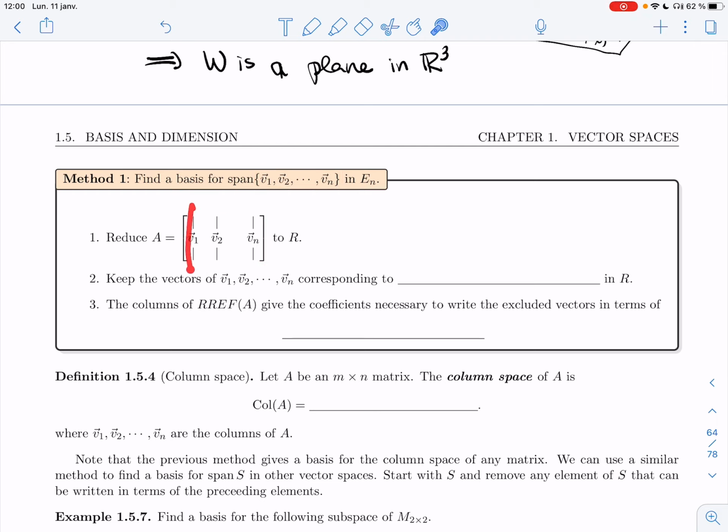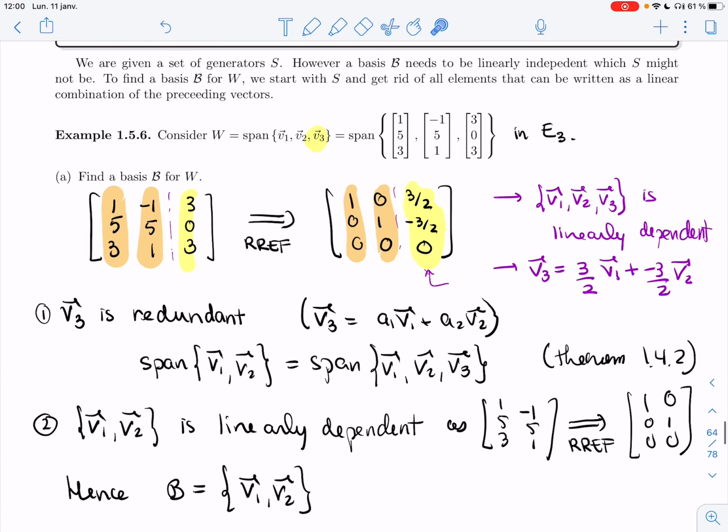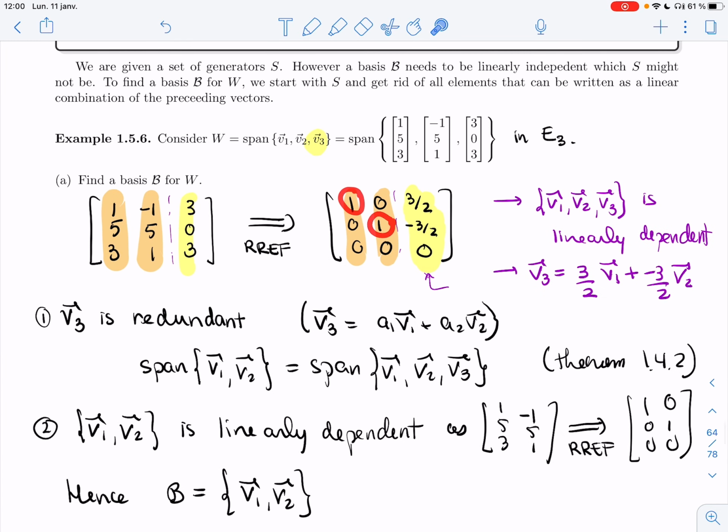You're going to keep the vectors corresponding to leading entries in R. All right, so in our case here, we had two leading entries. We had these two, and so we kept the two orange vectors.